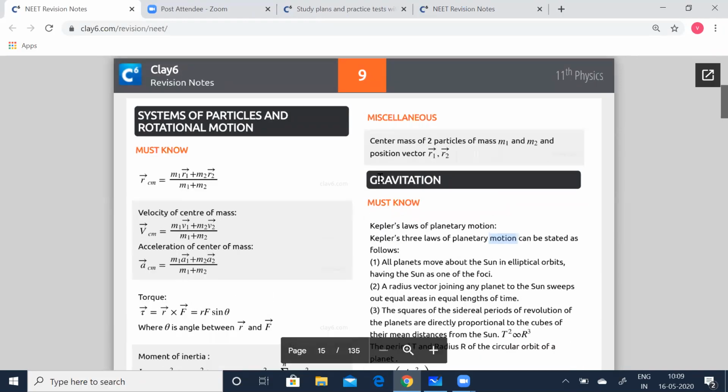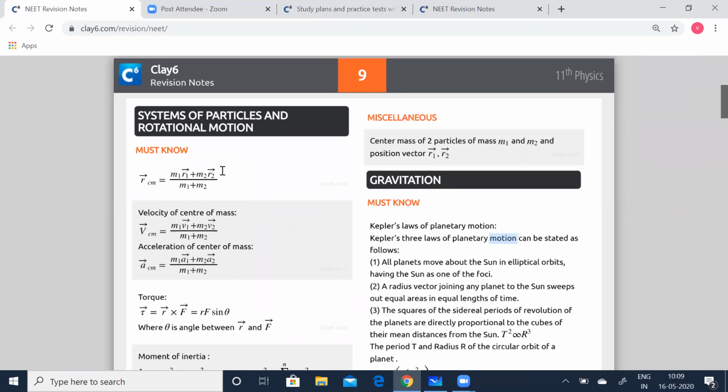The center of mass of two particles of mass m1 and m2, whose position vectors are r1 and r2, is given by the first one. This is what we saw: m1 r1 vector plus m2 r2 vector divided by m1 plus m2. These are the important formulae you will have to know.